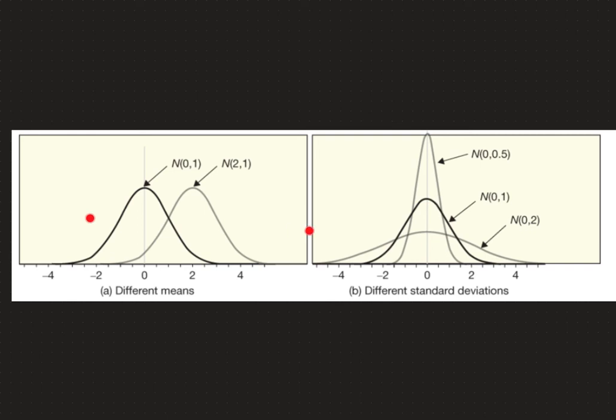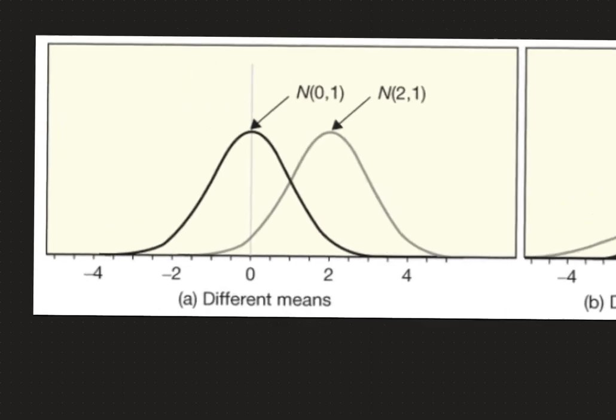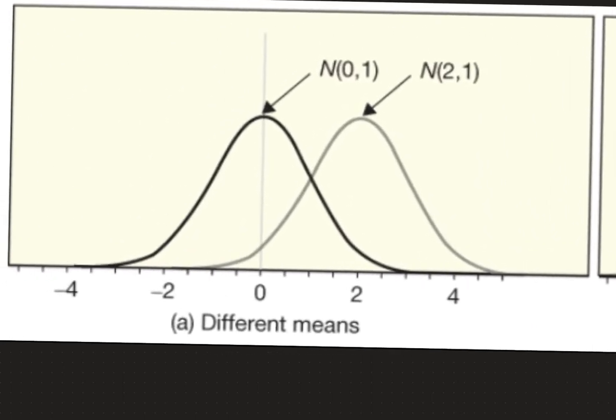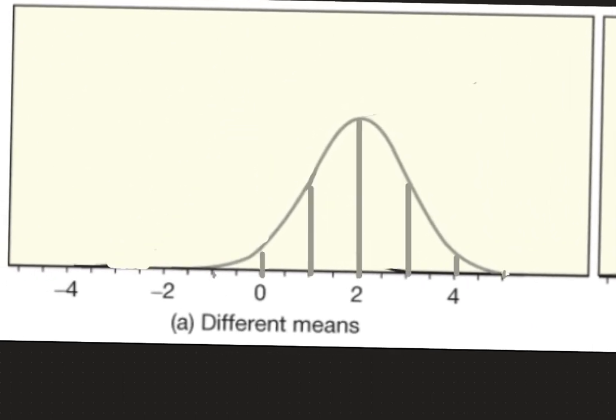Let's take a closer look at one of these pictures, and I'm going to modify it a bit. While we have this normal distribution here, and I already told you that this illustrates a mean of 2, I could write mean here and standard deviation here.